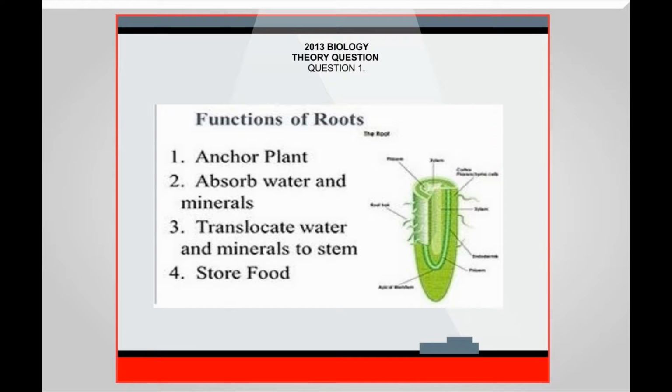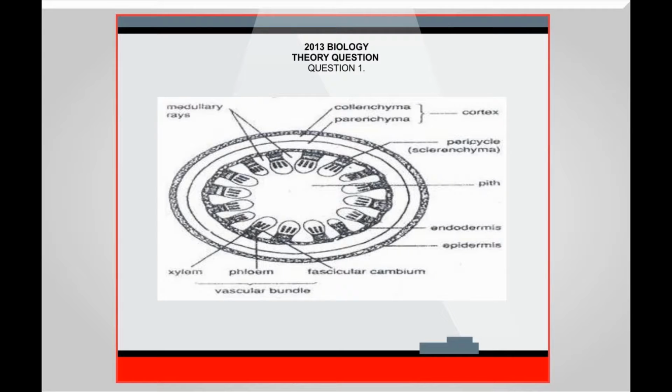Functions of roots. Anchor plants, absorb water and minerals, translocate water and minerals to the stem, store food. On the screen, you can see the roots drawn and labeled. The second diagram is the drawing of the TS of the stem of a dicotyledonous plant.